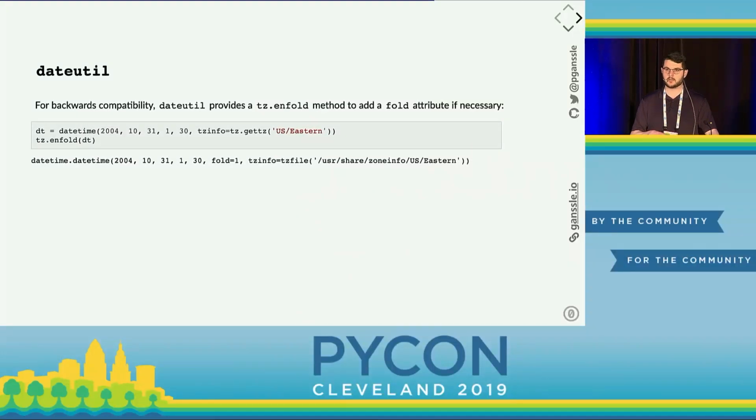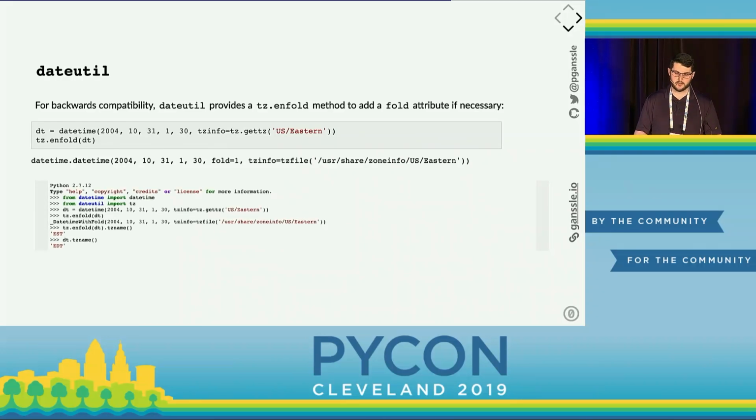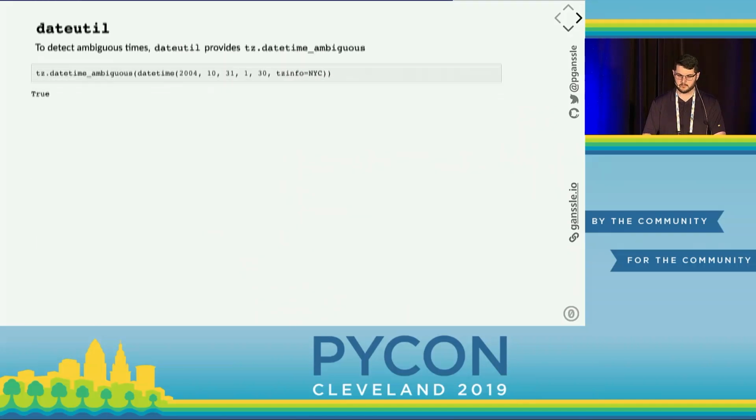If you want fold support in, say, Python 2.7, you can use Dateutil's backwards compatibility method tz.enfold. So in Python 3.6, this just works. It just attaches a fold. In Python 2.7, what it'll do is create a subclass that has fold whenever you need to use the fold, and then everything will just work. So Dateutil's time zones all use enfold internally, and so Dateutil will just kind of work even for Python 2.7.